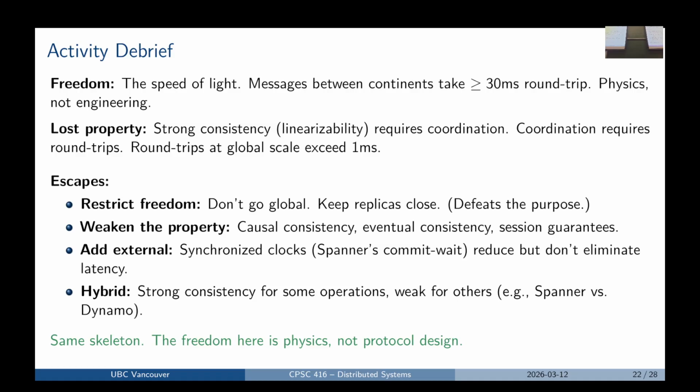And the lost property here is that we lose linearizability without coordination. Coordination requires round trips. Round trips mean that we can never do this in less than 1 millisecond. So it's just a physical property. If you want this, the way to escape it is to say, hey, let's just keep replicas close, which kind of defeats the purpose of geo-replication. Or you look for weakened consistency models. Or you use external things like Spanner's clocks with the commit wait. But that still doesn't eliminate the latency. They didn't get to sub-millisecond. They got to sub-7 millisecond.